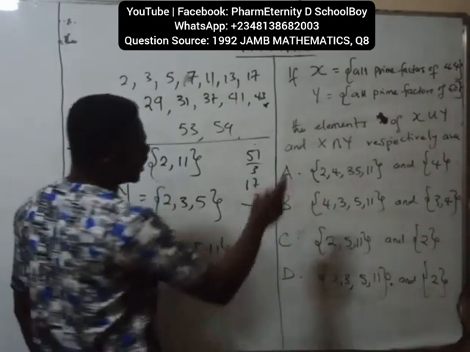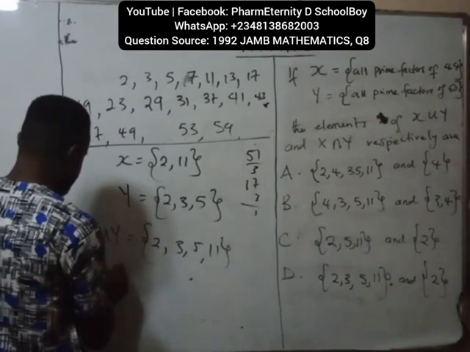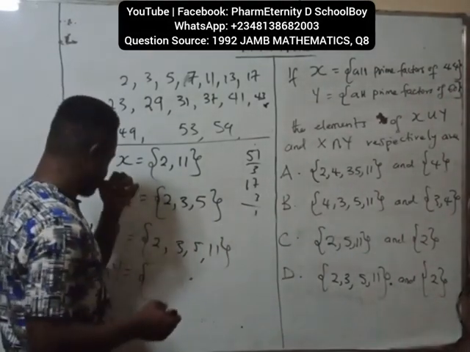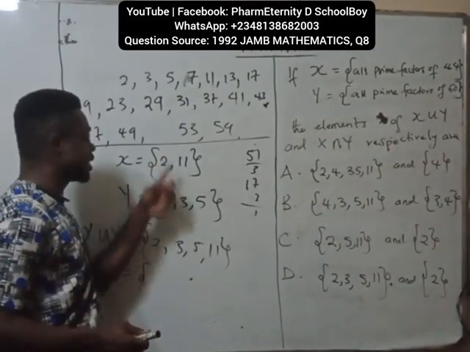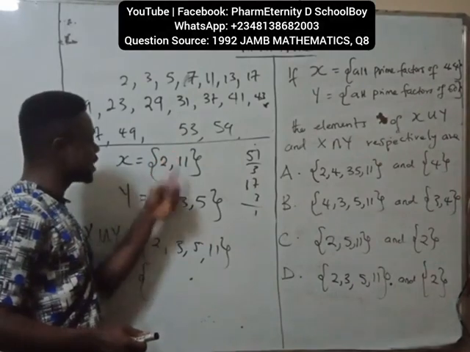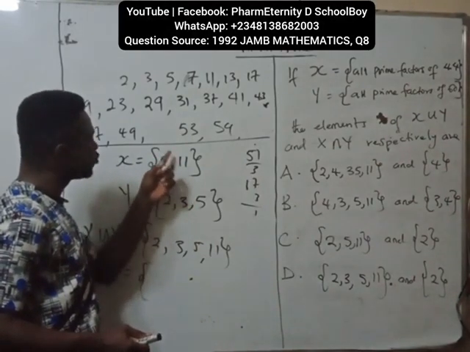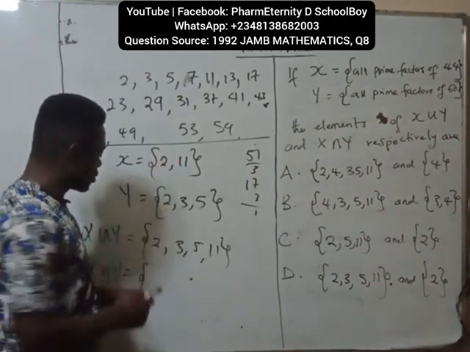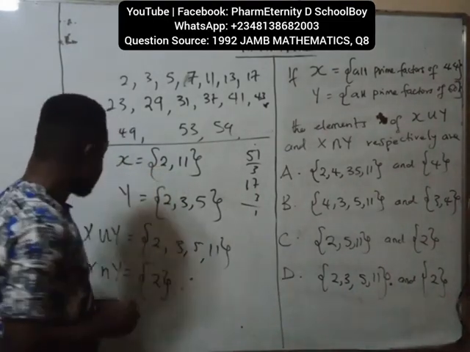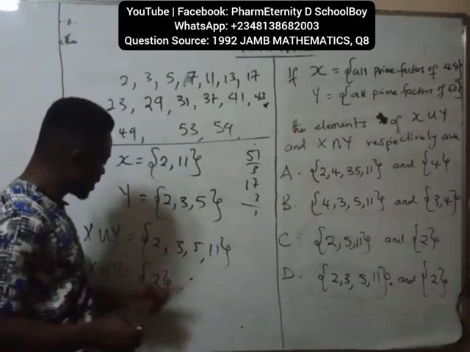So now let's look at X intersect Y. By intersect, I mean the elements that this one has that are common between this and this. Do you know what is common between this and this? It is 2. So X intersect Y is what? 2. So the answer is this and this respectively.